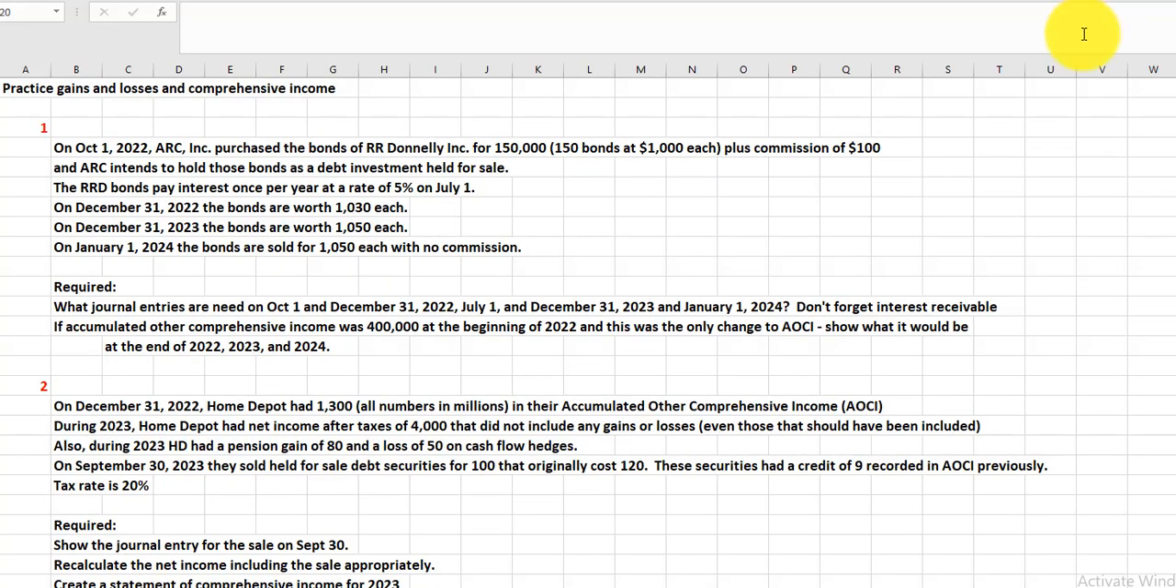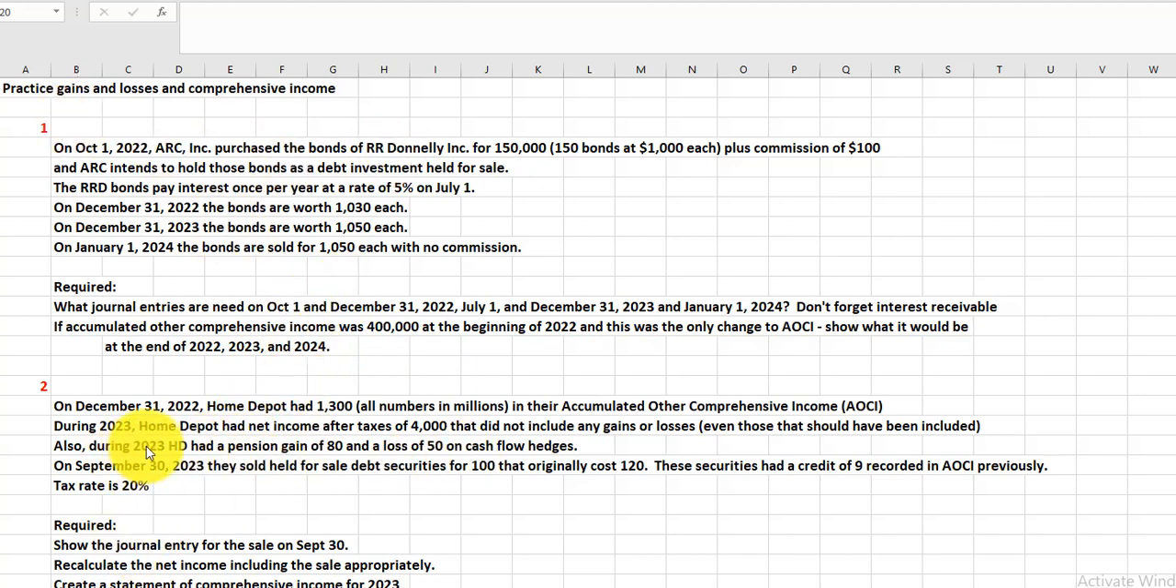Hello, everyone. Welcome. Hopefully, at this point, you've already worked through or tried these problems that we gave here to practice gains and losses and comprehensive income. You went through and wrote the journal entries to record the purchase of this bond, the interest payments, the revaluation or the new value of the bonds and how that needs to be adjusted, and the ultimate sale of those bonds, and you've shown what the accumulated other comprehensive income was at the end of each of those years as well, if this was the only thing that impacted it.